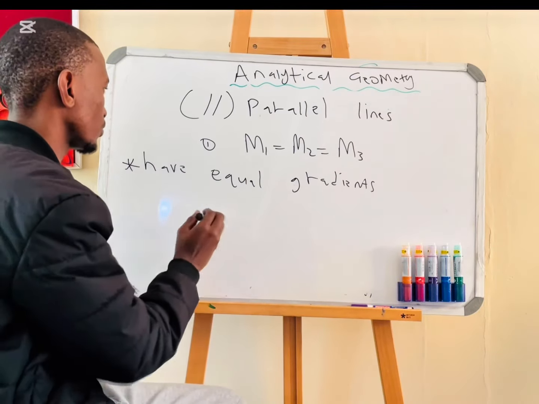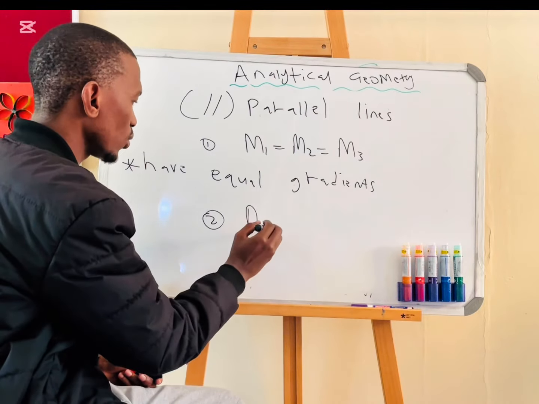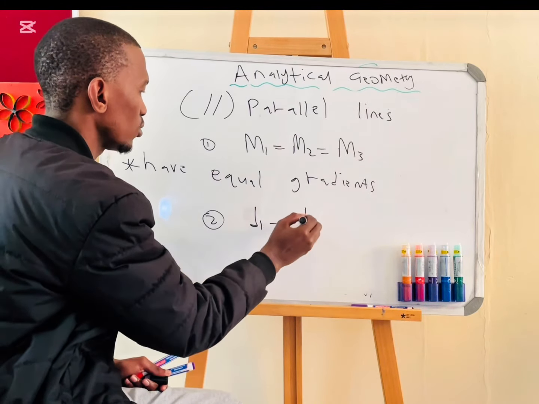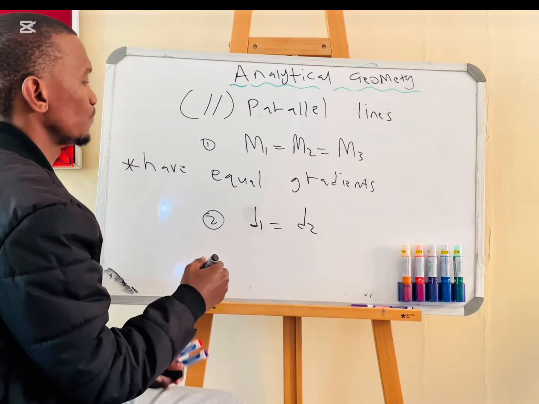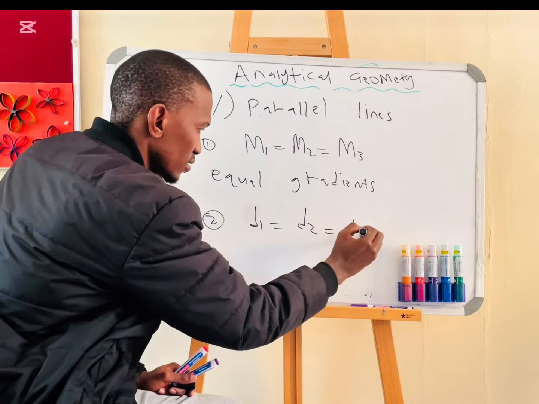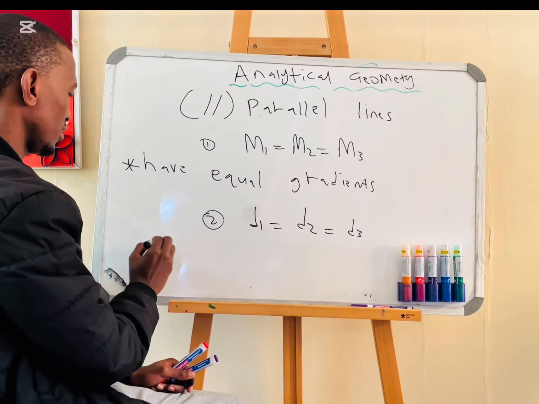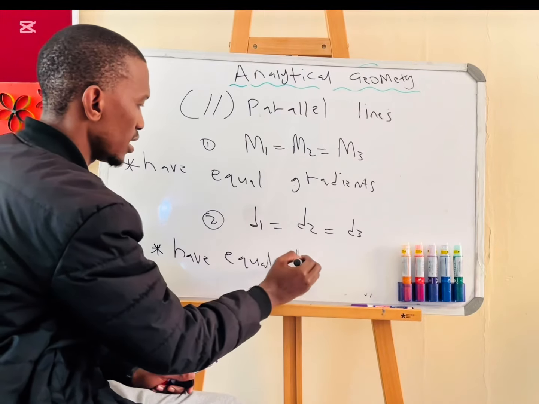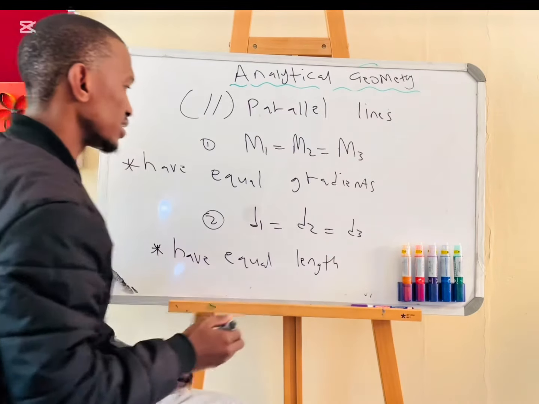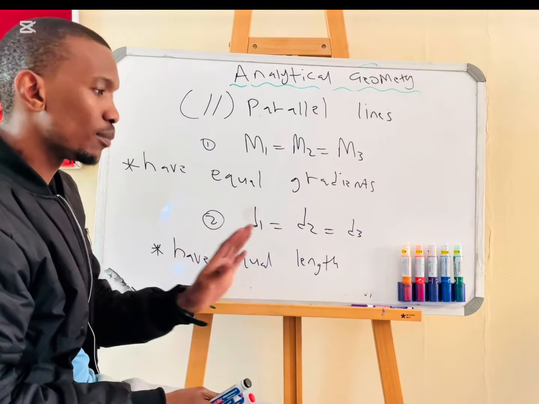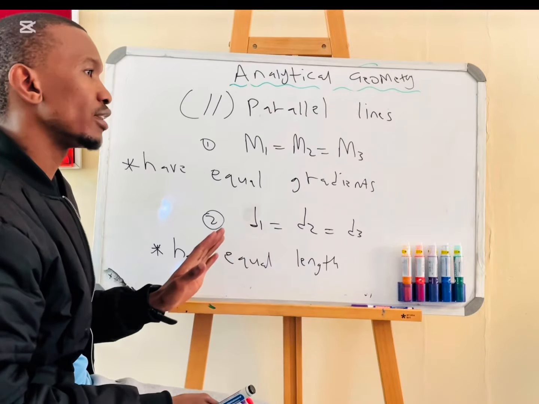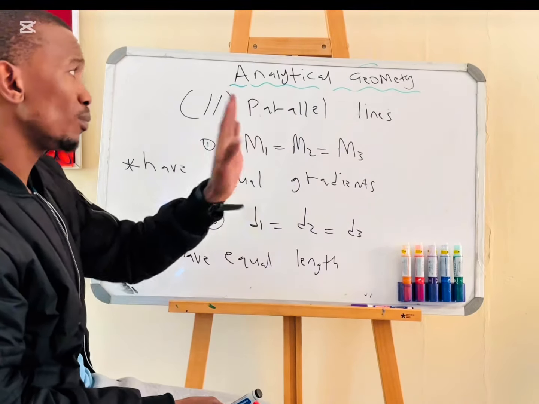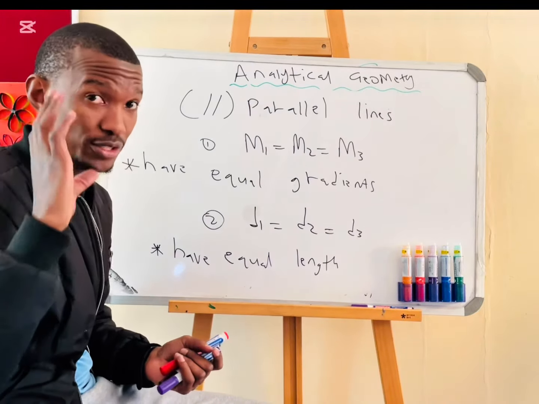Number 2, distance 1 must equal distance 2, and probably distance 3. Here we say they have equal length or equal distance. So if the points have equal distance or equal length, they are also part of parallel lines. I'm going to show you something so that you can understand nicely.